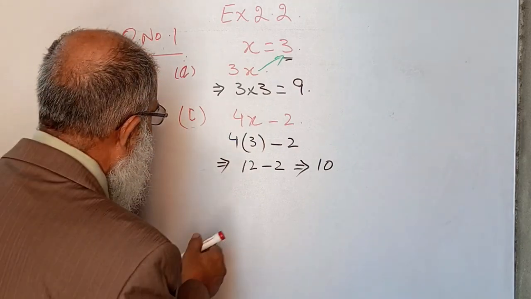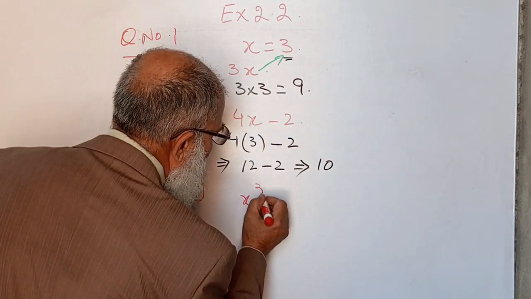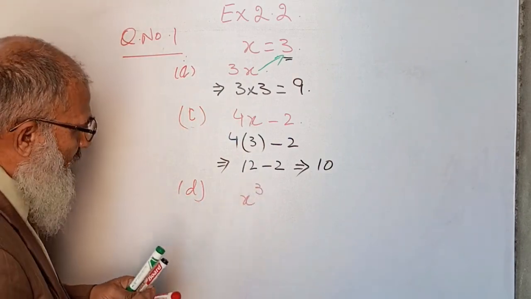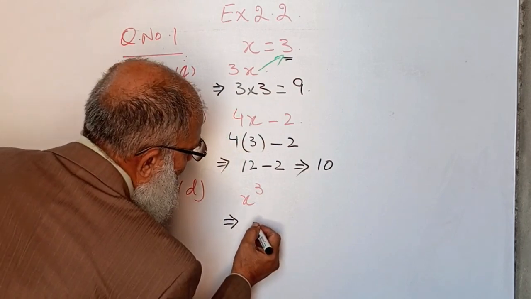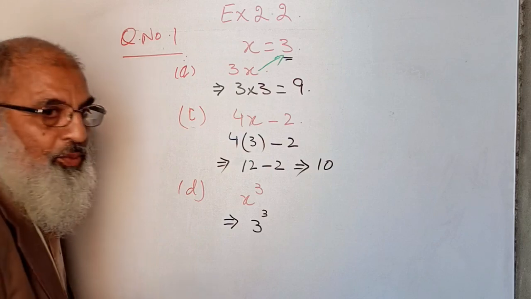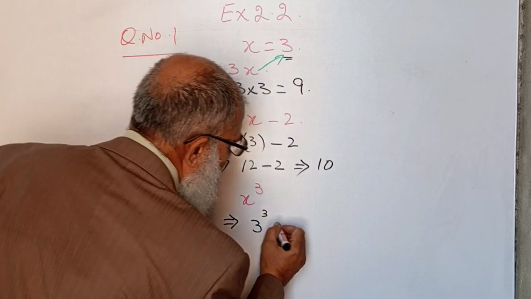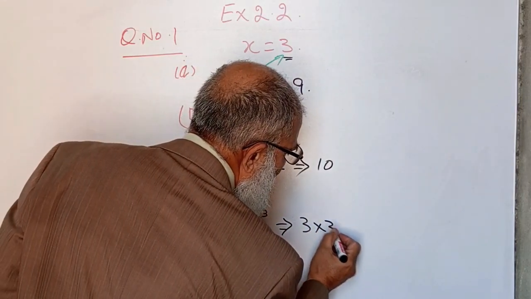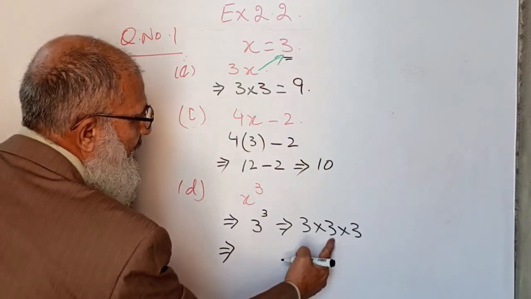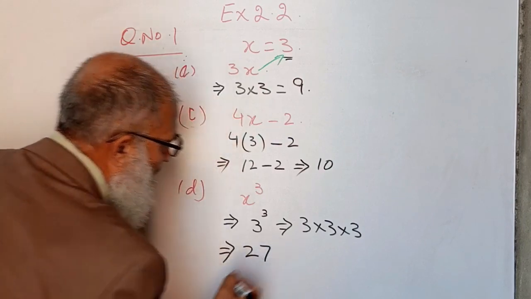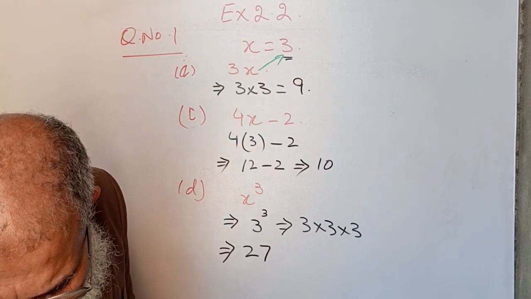Part D. Part D is x cube. X cube, so what does it mean? It simply means that you replace x with 3 and put a cube over the 3, and what will you get? You will get 3 multiplied by 3 multiplied by 3. Now 3 times 3 is 9, 9 times 3 is 27. So dear students, you see how simple this exercise is.